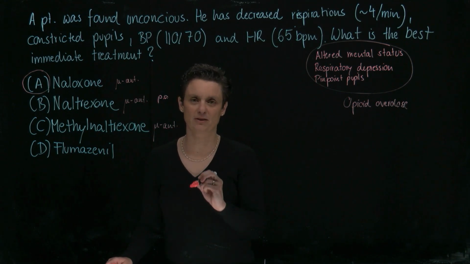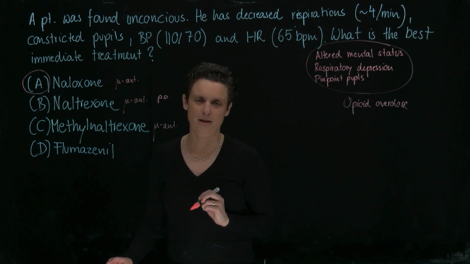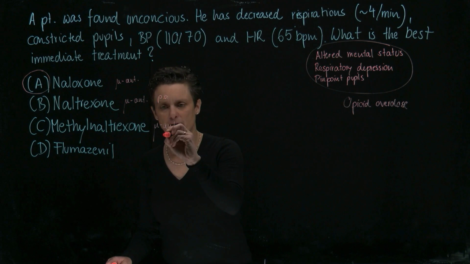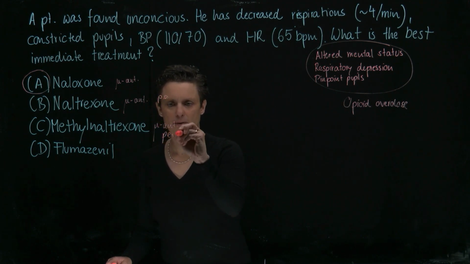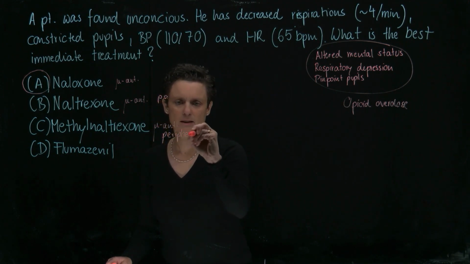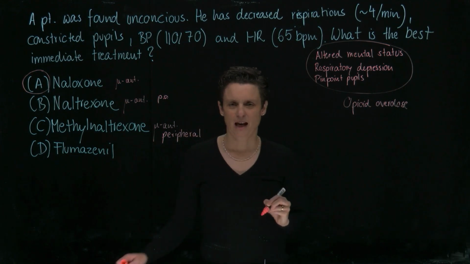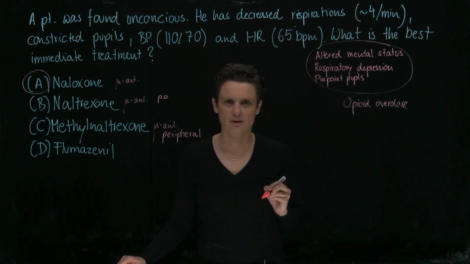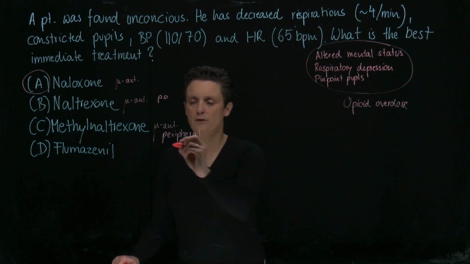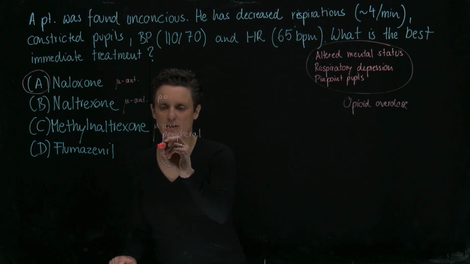And then methyl naltrexone, what is that? That's also a mu antagonist, but it does not pass the blood-brain barrier. So it's a peripheral acting, peripheral mu antagonist. And what are we using methyl naltrexone for? We use it mainly for opioid-induced constipation.